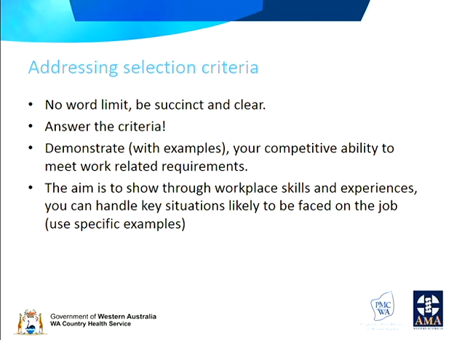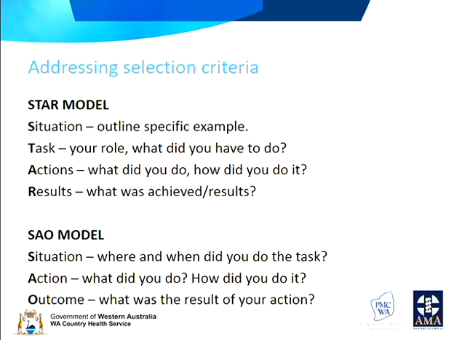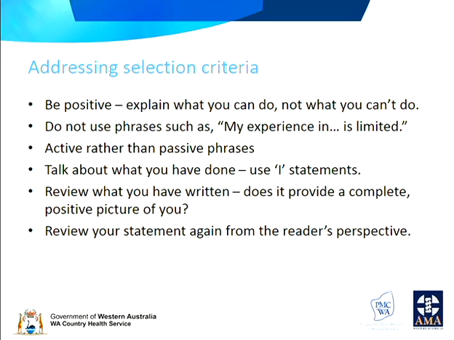So use a particular framework. We've got these models, so just thinking through what was the situation, what was your role, what did you do, and then what was the achieved result, and then probably goes without saying, but it should be a positive outcome for the things that you've done, and to use active phrases rather than passive phrases, so it should be things that you did as opposed to there was a thing, I was involved with it.